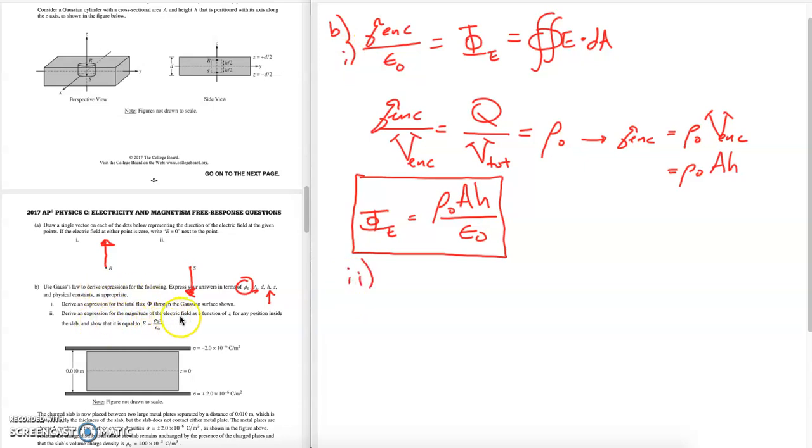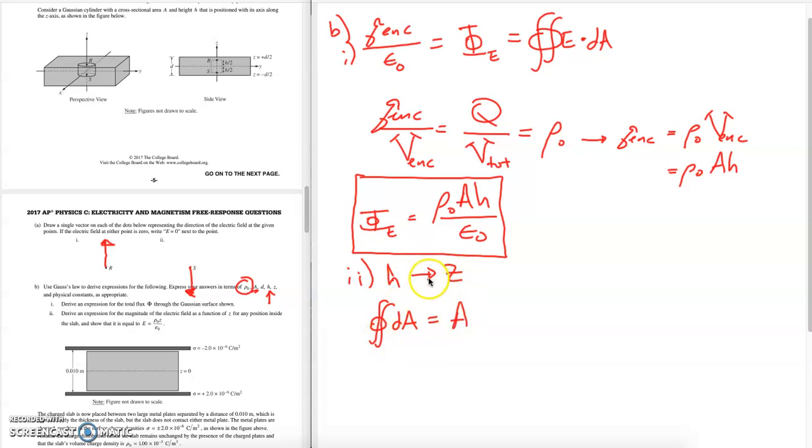B part 2. Now derive an expression for the magnitude of the electric field as a function of z. Okay, now they're saying instead of just having h and h over 2, now we're going to do z. So h is going to turn into z. And they also said, now we want the electric field, an expression for the magnitude of the electric field. Now we're going to bring in the right side of Gauss's law, and now we're going to use this guy as area A.